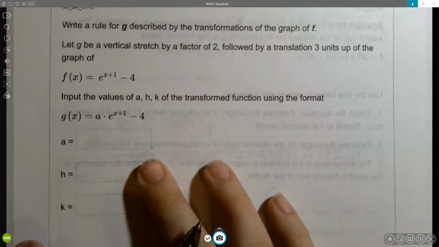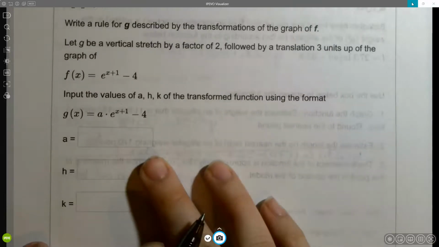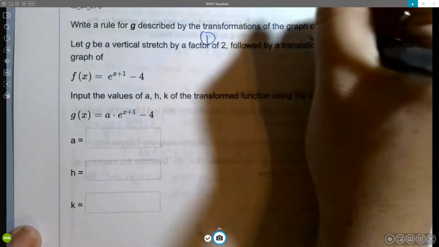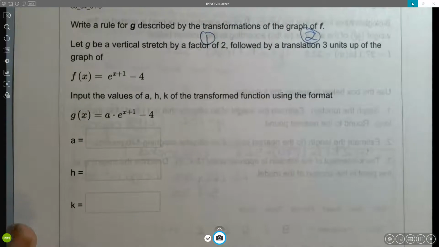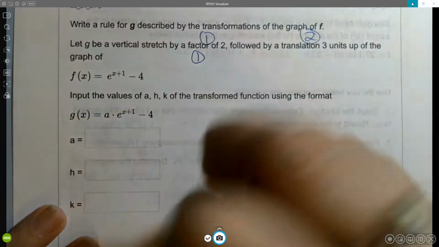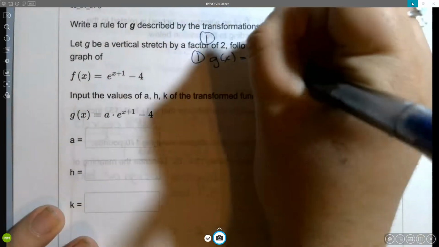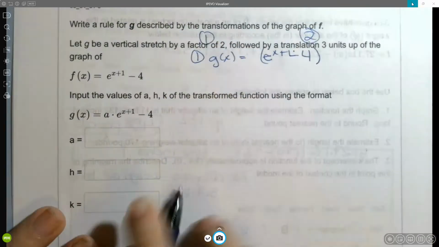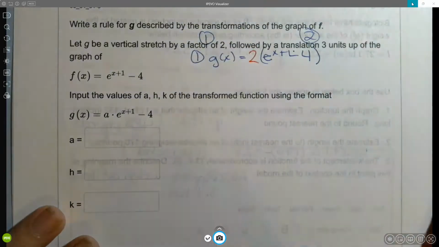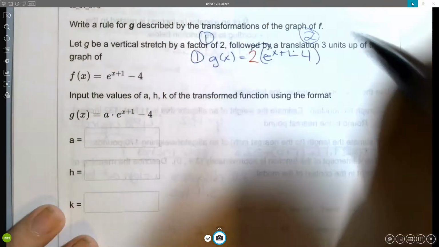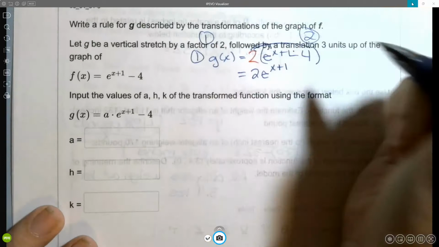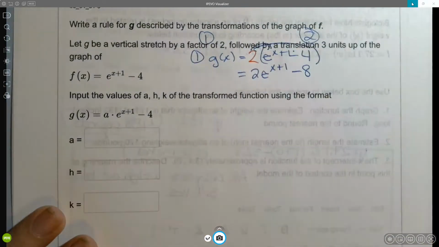Okay. Number 15 wants me to write a rule for G, just by the transformations on the graph of G. It's telling me it has a vertical stretch of 2, followed by a translation 3 units up. So remember, vertical stretches multiply the entire equation. So I have G of x equals, and I'm going to multiply this all by 2. The 2 is going to distribute to the e, so I have 2e to the x plus 1. And then it's also going to distribute to the negative 4 at the end to turn it into negative 8.